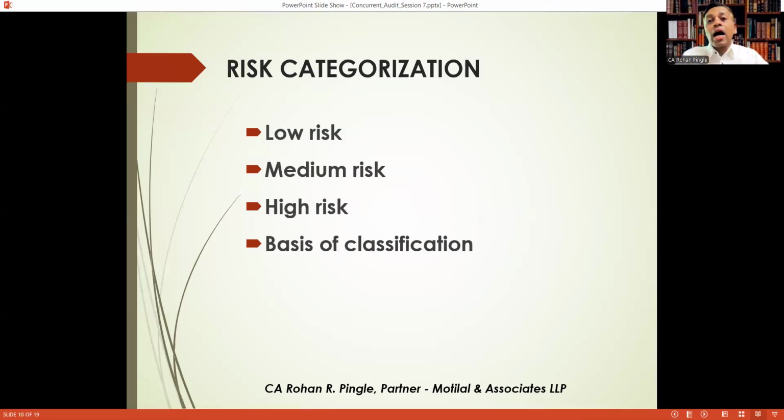Let's understand high risk customers and accounts. Risk categorization depends upon nature of business, geography, mode of the transactions, and customer profile. So audit includes verifying whether the risk classification is logical, whether it is correctly classified, that is high, medium, low. Reclassify if required based on the activity carried out by the customer.